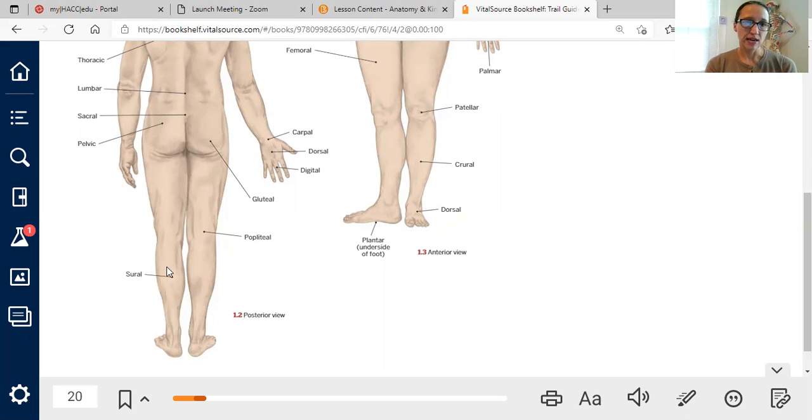And then lastly, we have the sural area. Sural is on the opposite side from the crural area, and the sural is basically the calf area. Okay, so it goes from the knee to the ankle.